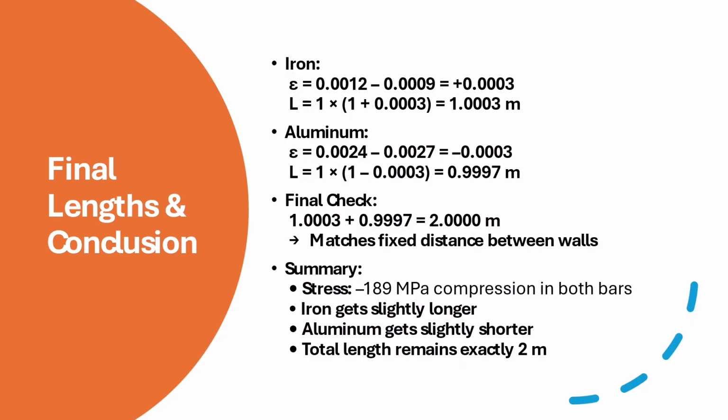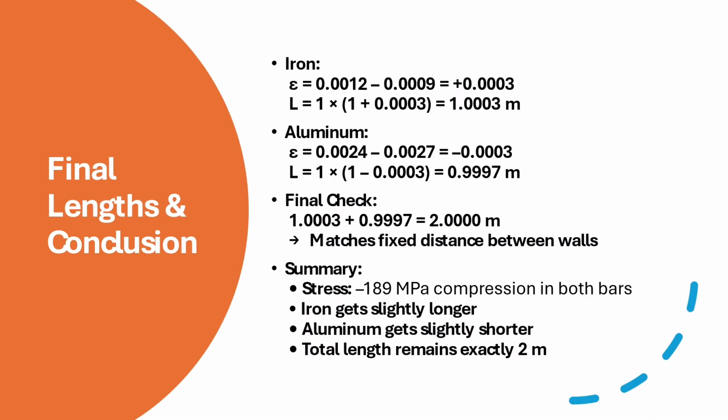For the final length and conclusion, we now calculate the final length using the total strains. For the iron, the final strain is positive 0.0003, so the final length becomes 1.0003 meters. For the aluminum, the final strain is negative 0.0003, so the final length becomes 0.9997 meters. Adding both of these bars together gives us exactly 2 meters, which matches the fixed wall spacing.